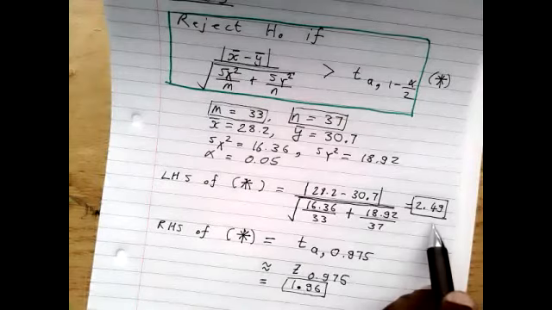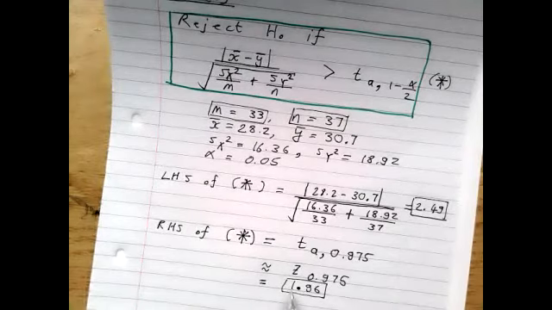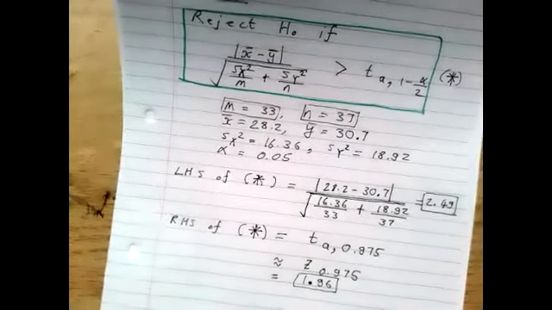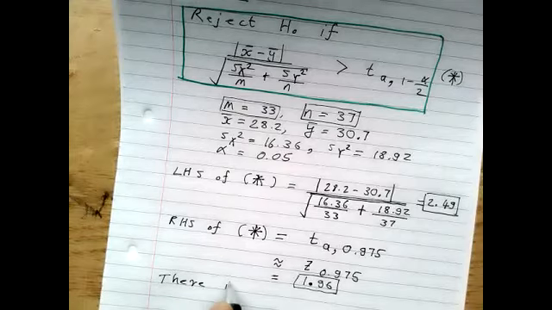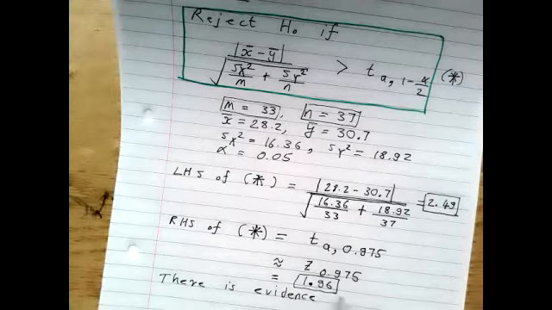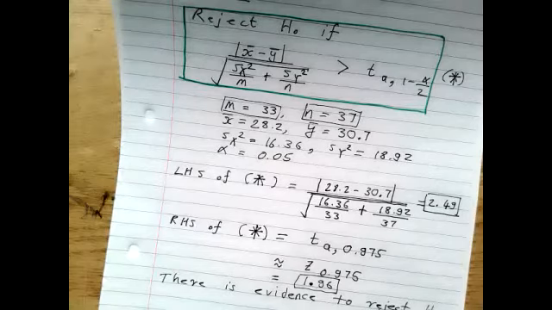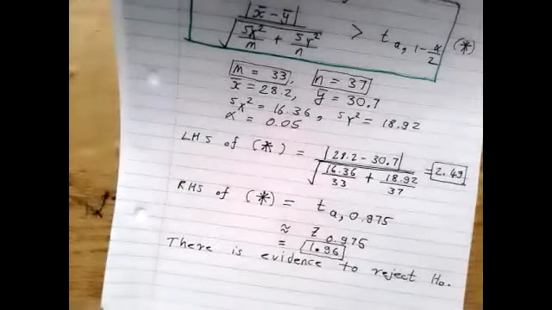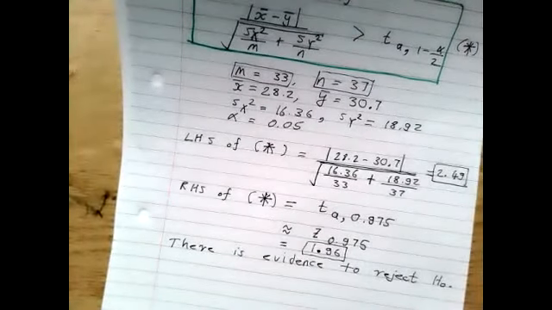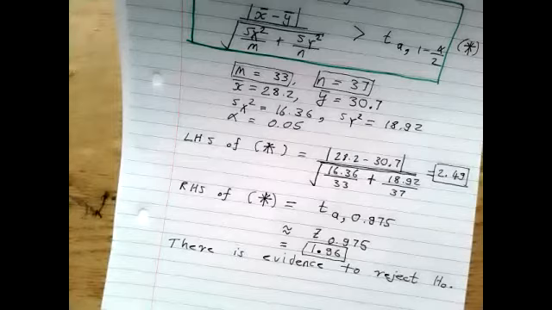So the left-hand side is 2.59 and the right-hand side is 1.96. And clearly the left is greater than the right, okay? So the conclusion is that there is evidence to reject the null hypothesis. Okay, guys. All right, so that's the first part of question number 3.